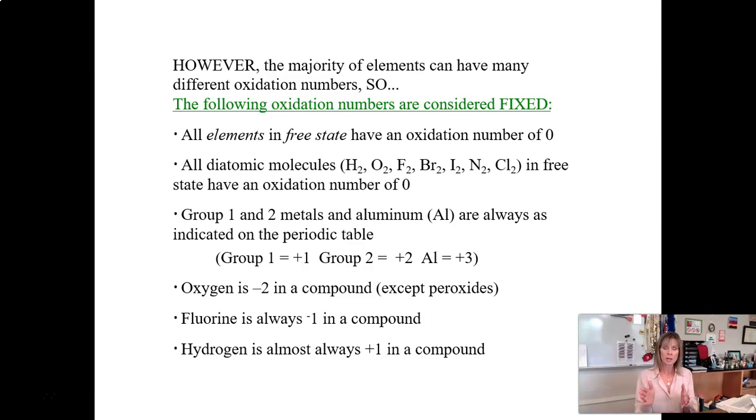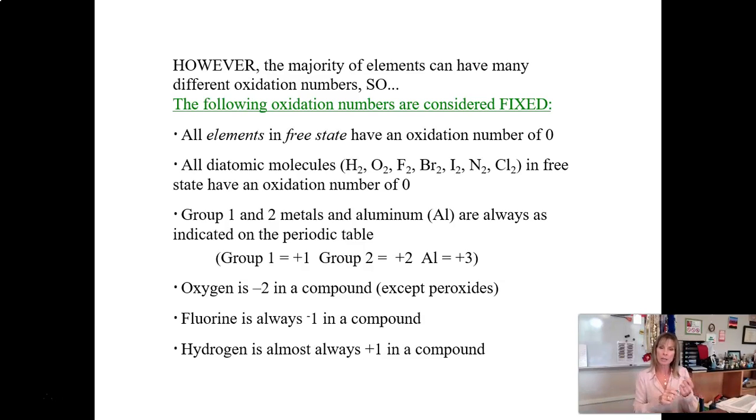Okay, so all elements in their free state have an oxidation number of 0. Free state means that it's on the periodic table, doesn't have a plus or a minus next to it. So sodium, in its free state, has an oxidation number of 0. If you do not see a charge up here next to it, it's in its free state, and it has an oxidation number of 0.